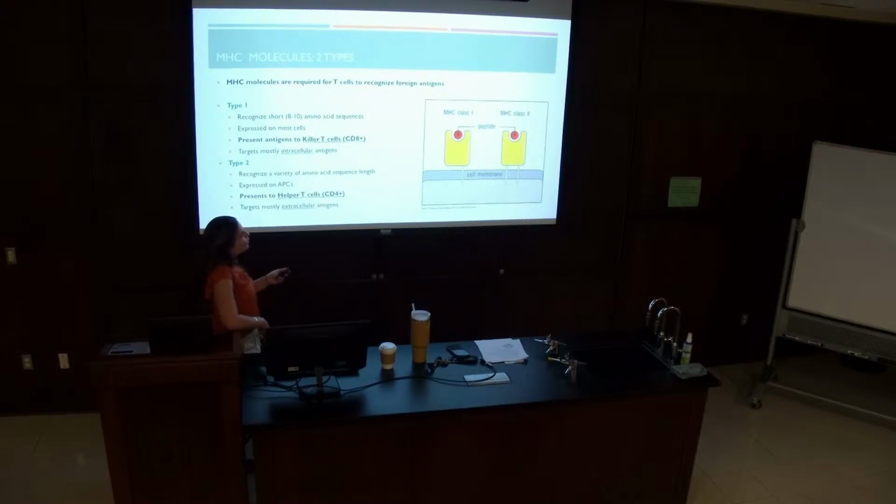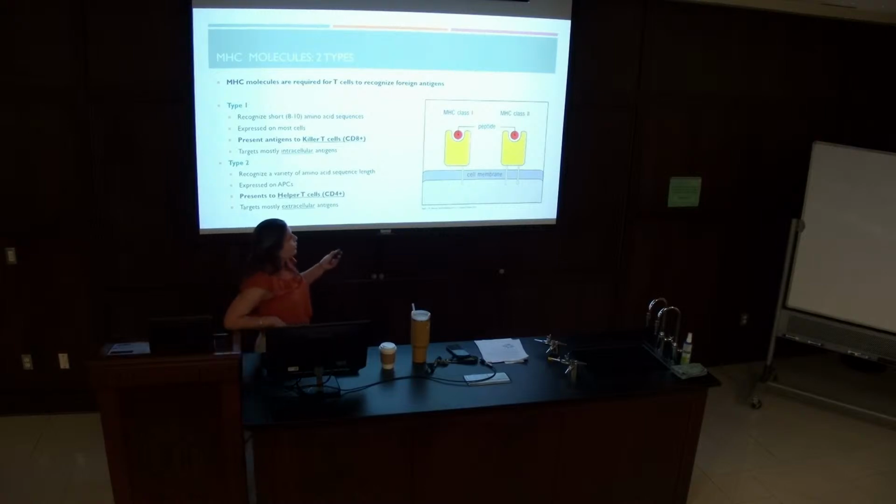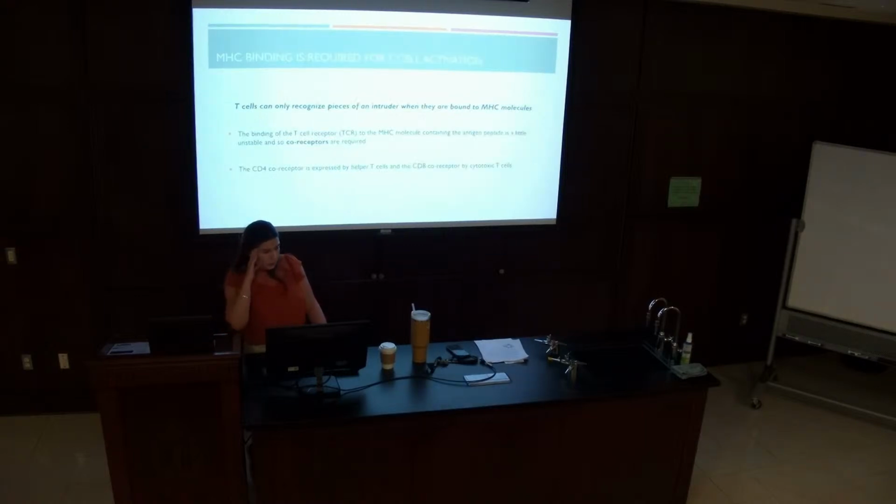Here, what I'm showing you is MHC class 1. This is the molecule that's on the immune cell, and this is the same thing, MHC class 2. They bind the antigen peptide, and they show this to either a CD8 T cell in this case, or a CD4 T cell in the MHC class 2. But these molecules are required for the T cell to be able to recognize antigens. So T cells can only recognize pieces of an intruder when they are bound to MHC molecules. It's just me saying the same thing in a different way.